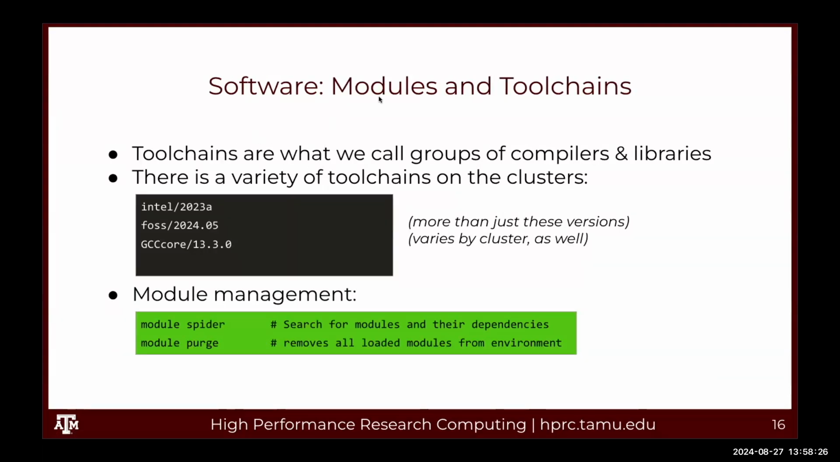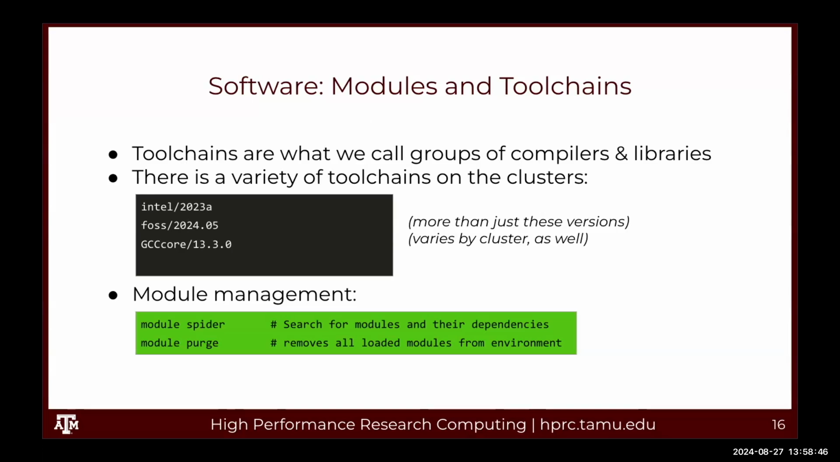Now, talking about modules and toolchains: toolchains are what we call groups of compilers and libraries. There is a variety of toolchains on the cluster. So we have the Intel, we have FOSS, we have GCCcore. And to do module management, you can use these two commands.